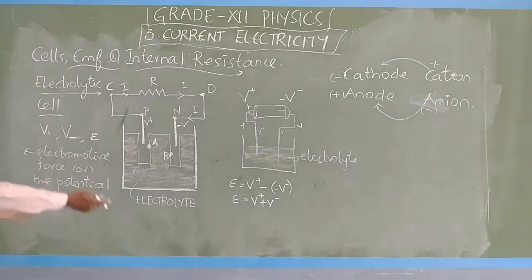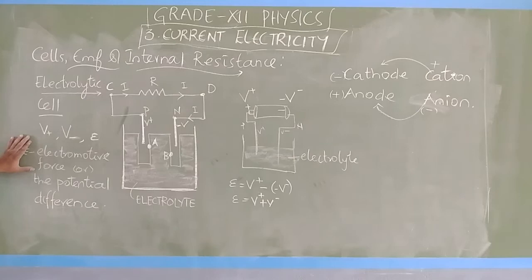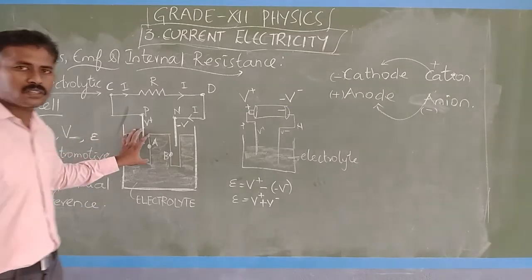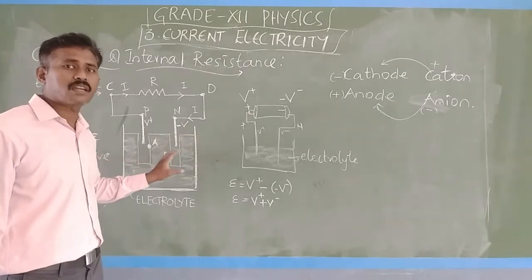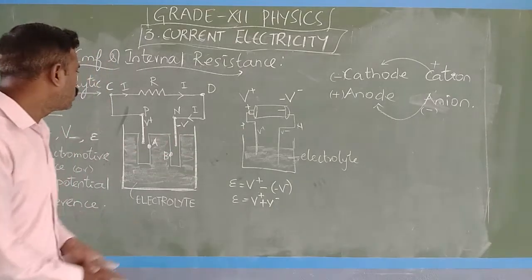So here you see the electromotive force. Here it is considered as a potential difference, not a force. This is not a force. It is just a potential difference. There is a difference between the amount of electrons here and the amount of electrons here, so electrons will flow.